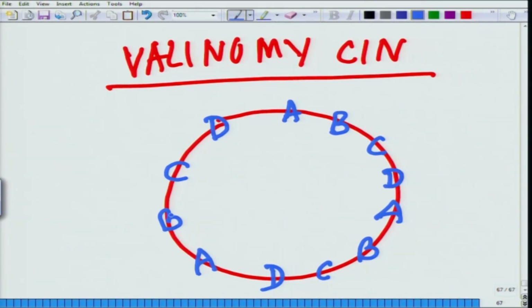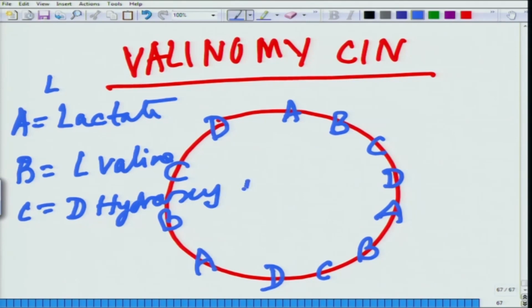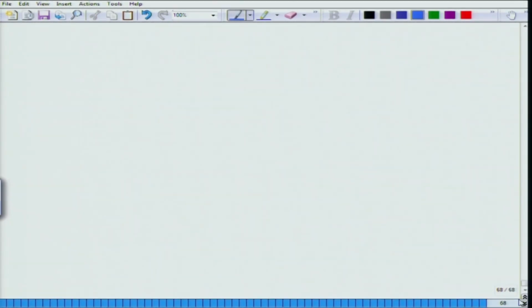There are 12 such residues, where A stands for L-lactate, an L isomer. B stands for L-valine. C stands for dihydroxyisovalerate, and D stands for D-valine. And if you go through the structure of it, it is something like this.